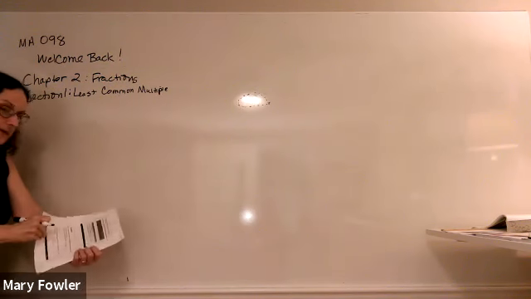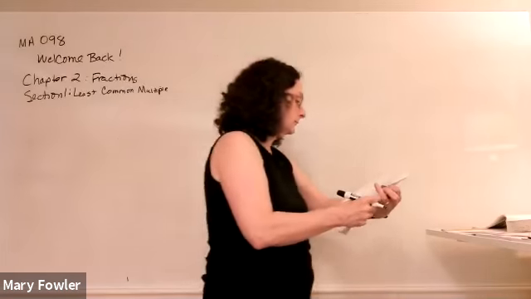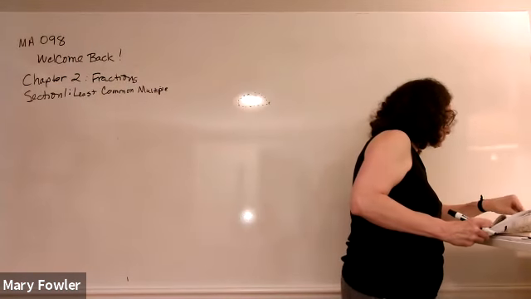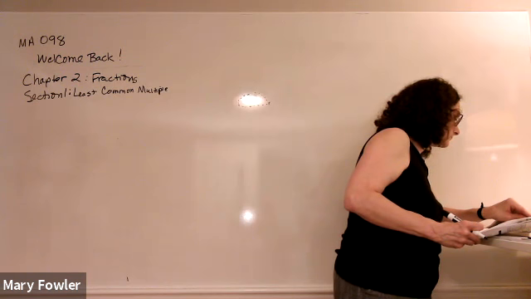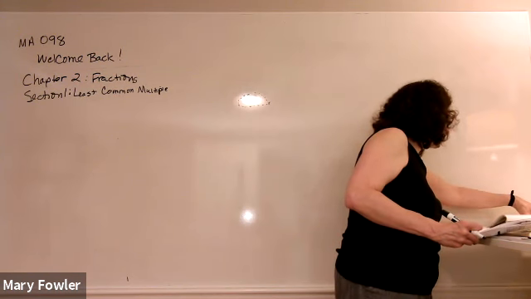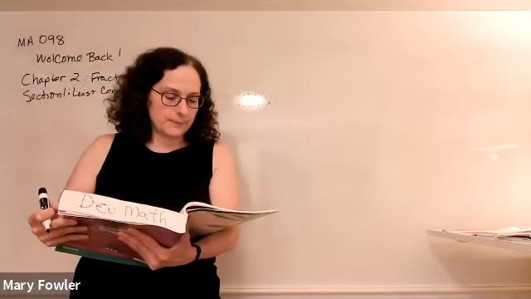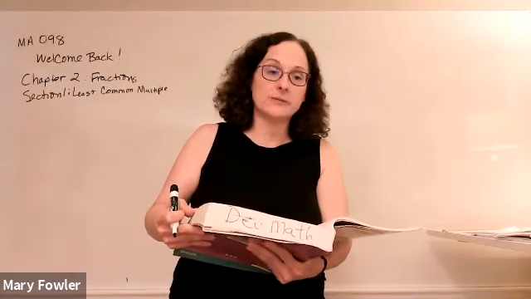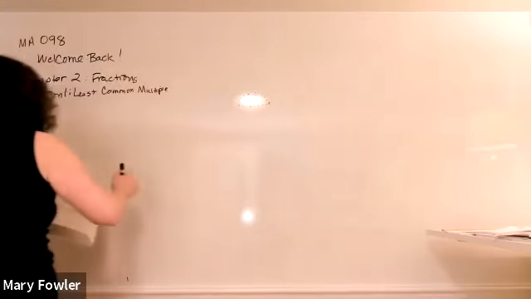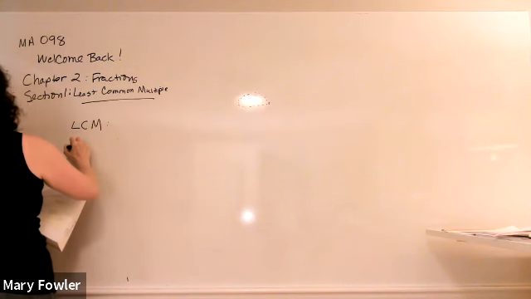To find the least common multiple, in your textbook on page 88, we're going to find the prime factorization of each of the numbers and multiply these prime factors, using each factor the greatest number of times it occurs in any of the factorizations. So least common multiple, LCM. To find them, we have a 3-step process.